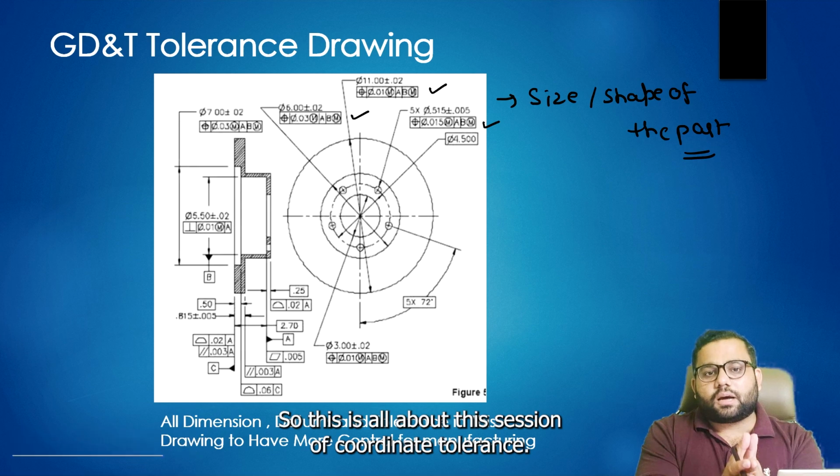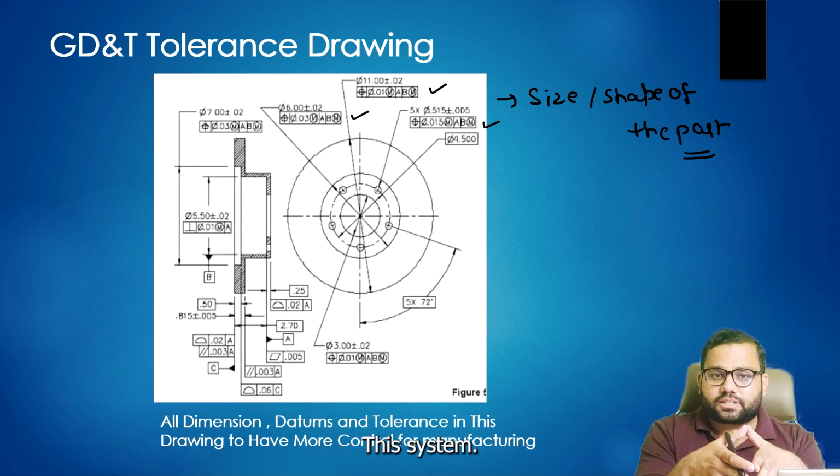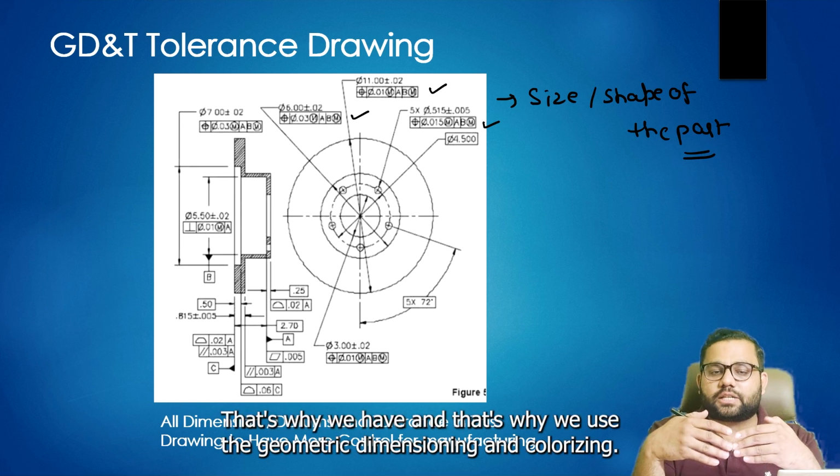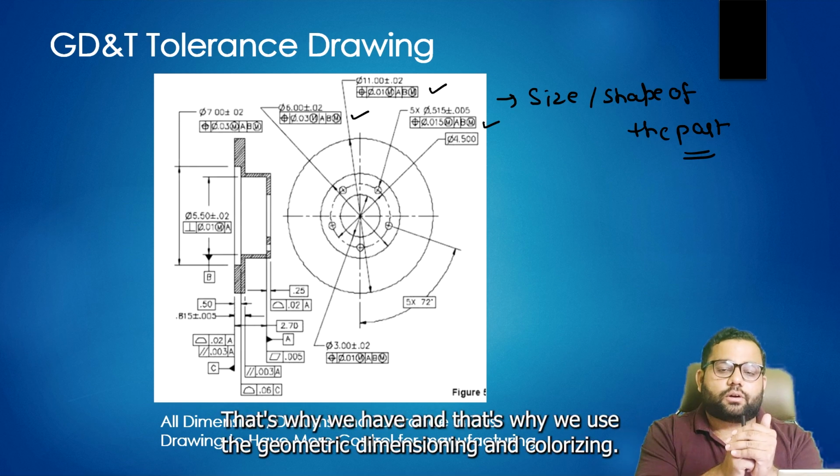So this is all about this session on the coordinate tolerance system. It has a lot of drawbacks, and that's why we use geometric dimensioning and tolerancing.